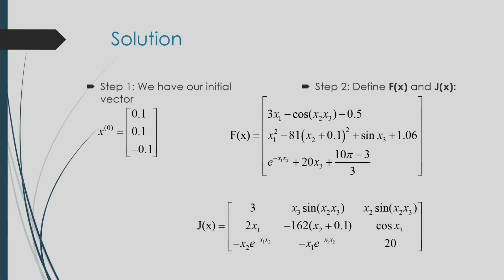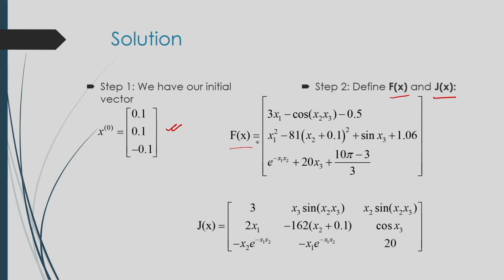Now, first of all, step 1 is to choose the initial vector. Since it is given, you have to assume the initial vector x 0 equal to 0.1, 0.1 and minus 0.1. This is basically x 1 equal to 0.1, x 2 equal to 0.1 and x 3 equal to minus 0.1 as the initial guess. Then step 2, you have to define f of x and J of x, that means the set of functions and also the Jacobian matrix.